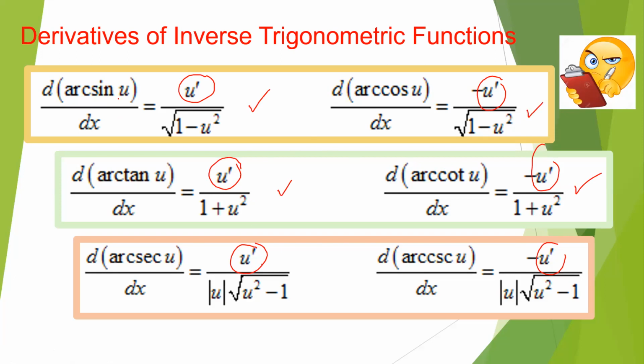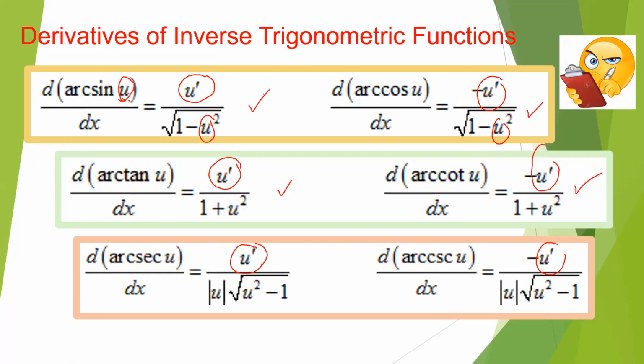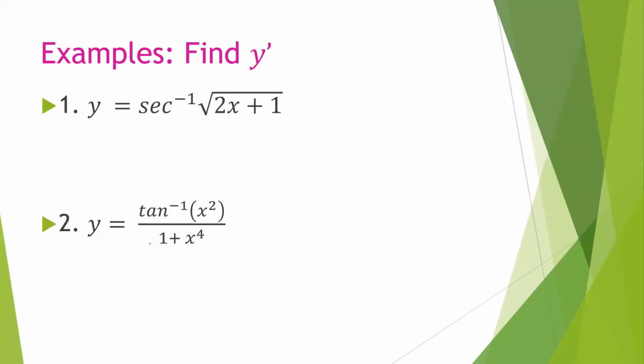Take note that instead of x earlier, we now use u, since it is a differentiable function. That's why, instead of 1 on the numerator, earlier the numerators were just 1 or negative 1, right? Here, our numerators are u prime, or the du over dx. So the arcsine, arctan, arcsecant, etc. are just spelled out. Okay, let's proceed to our examples.